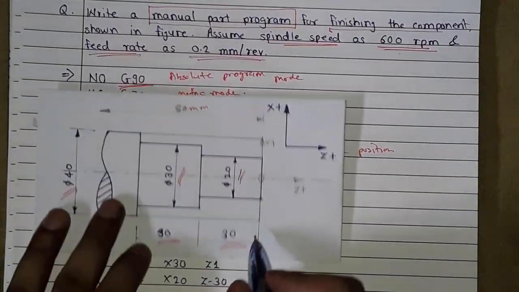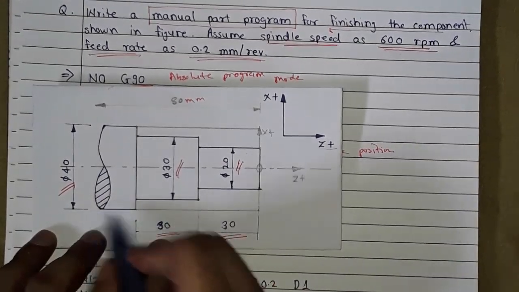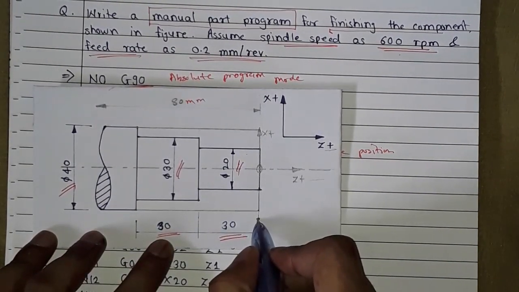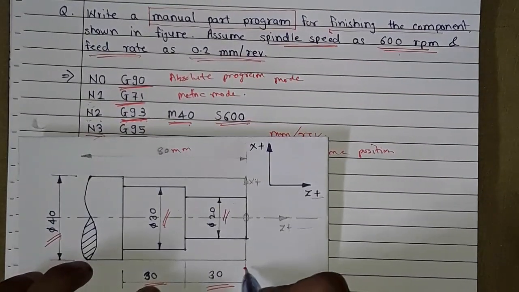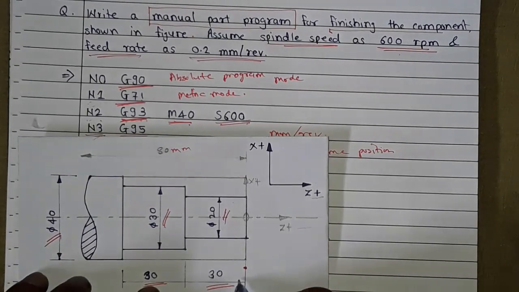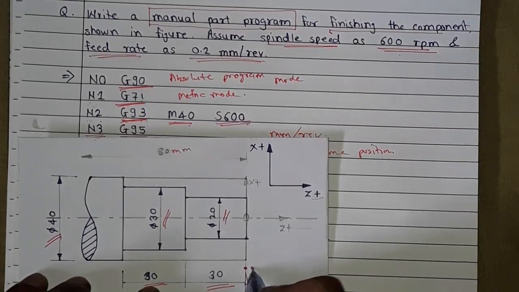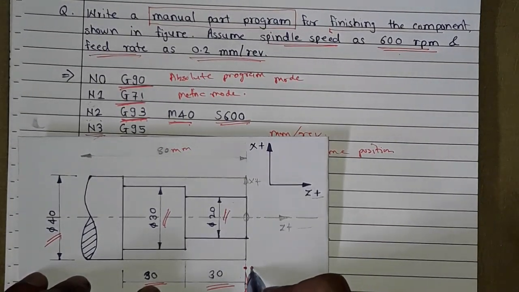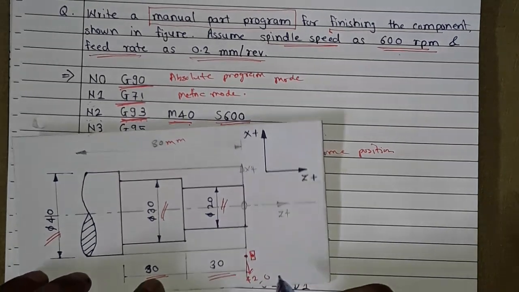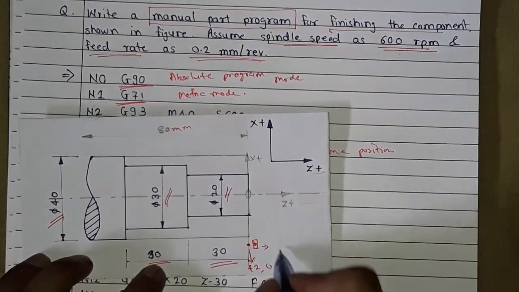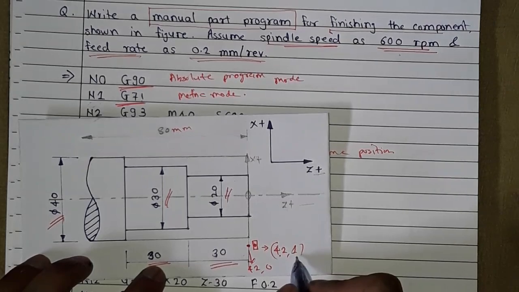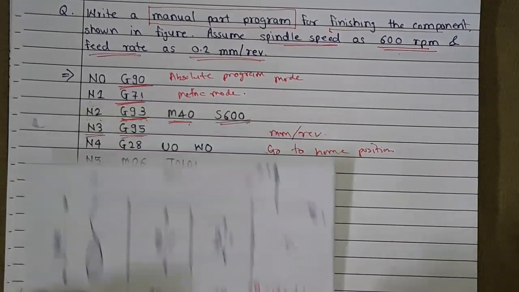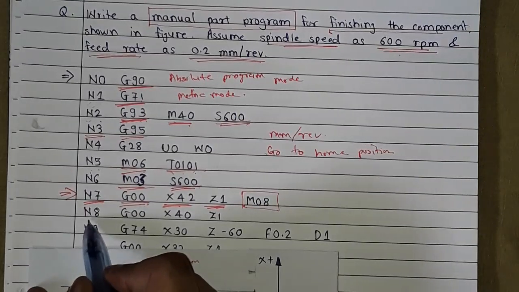So here, suppose this is 40 and this is 42, the tool will be here, and we have Z1. So the tool is now at this position, which has coordinates 42 comma 1, where this one is X and this one is Z plus. Okay, next is N8.